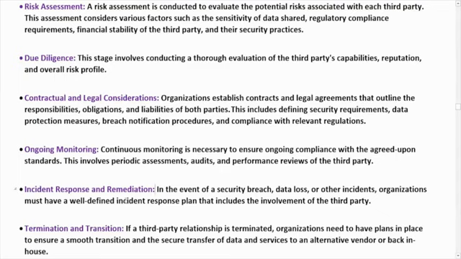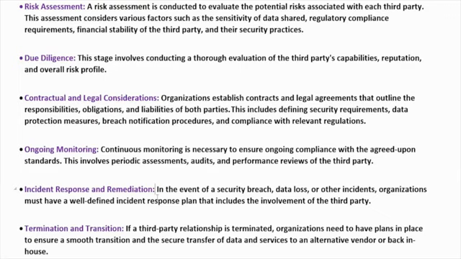The next step is incident response and remediation. In the event of a security breach, data loss, or other incidents, organizations must have a well-defined incident response plan that includes the involvement of the third party. If we talk about our example, in the event of a security incident or breach involving the payment processing company, the bank collaborates with the third party in order to investigate the incident, and they also remediate any damages.